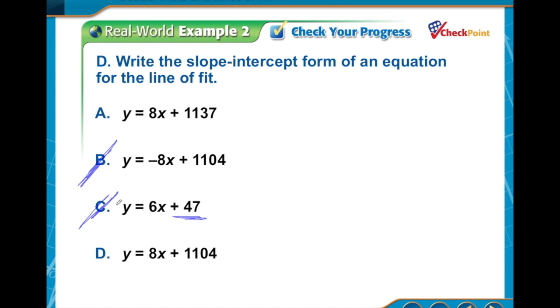So we see A and D left. Those two are very similar, but one has a higher intercept than the other. If we look at our graph and make it as accurate as possible, the answer is actually just a hair above 1100. So that equation should be y equals 8x plus 1104. That is the equation of that line. So we were adding together all the concepts we talked about to get that equation and work through these problems.